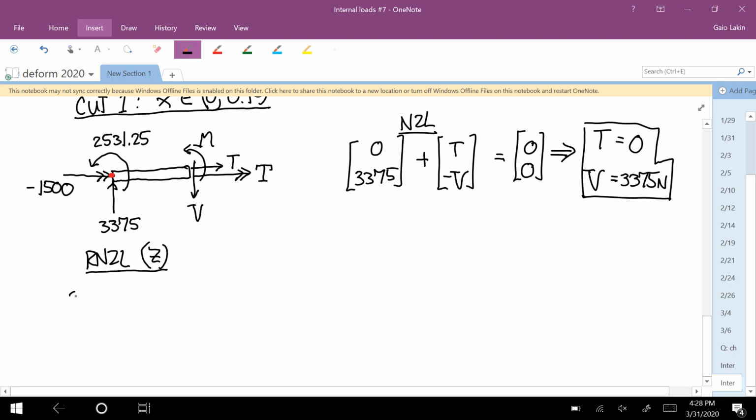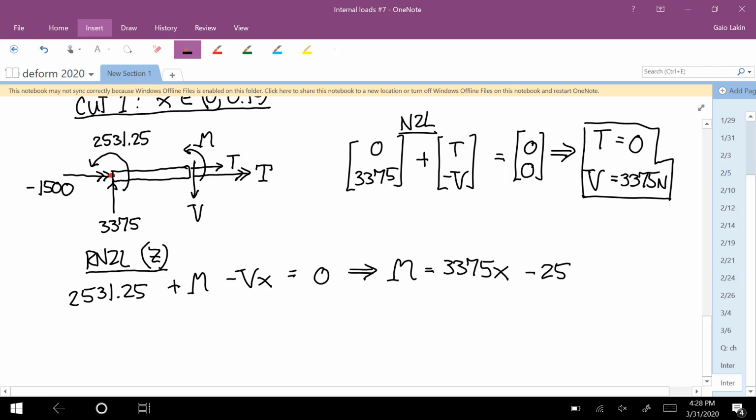Okay, so we have positive 2531.25. That upward force at the left end doesn't produce a moment because it's through the about point. And then we have plus M minus Vx is equal to 0. And so that tells us that M is equal to Vx minus 2531. And V is given above, so we have 3375x minus 2531.25. And that's our function for the bending moment.